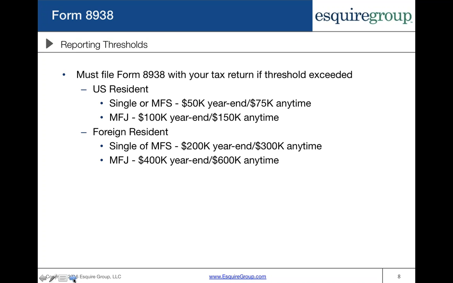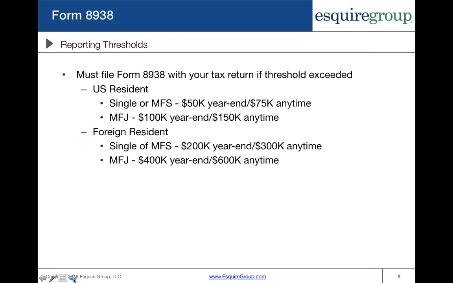So basically you have to look at the end of the year and see, okay, were my foreign financial assets $50,000 or more? If the answer is yes, you have to file. If the answer is no, then you have to go back and look at the entire year and see if your foreign financial assets were $75,000 or more at any time during the year. If the answer is yes, you have to file Form 8938. If the answer is no, then you don't. Those thresholds increase for those persons that are married filing jointly to $100,000 at year end and $150,000 or more at any time during the year.